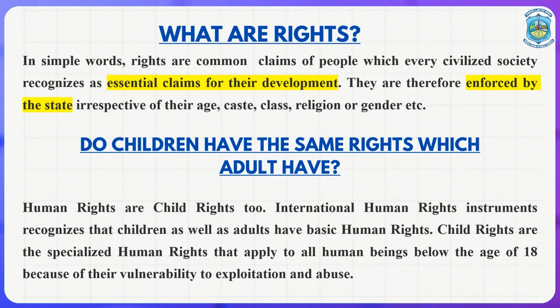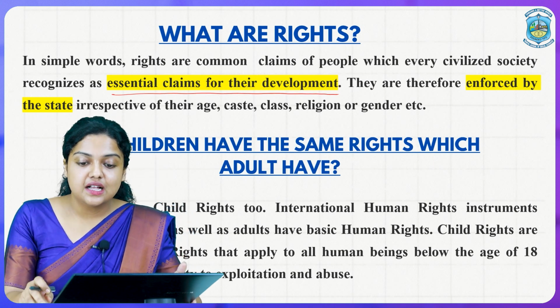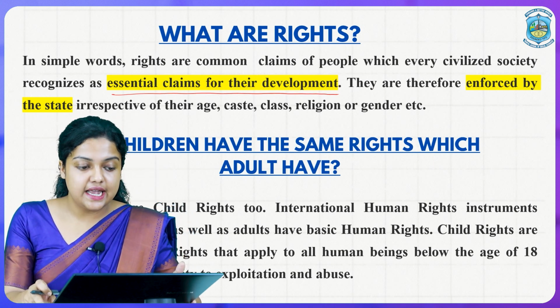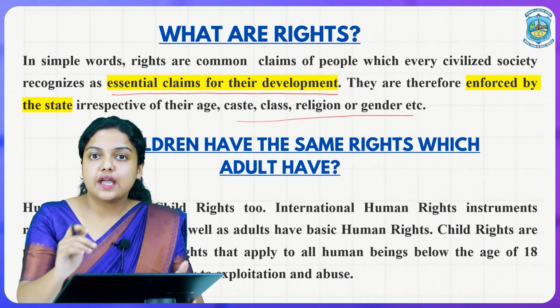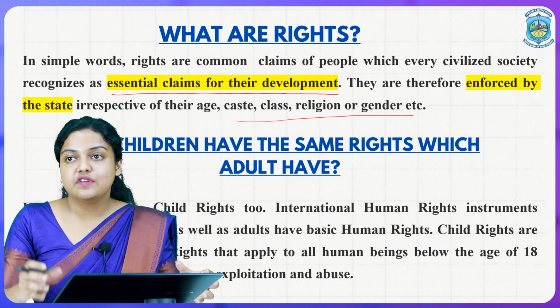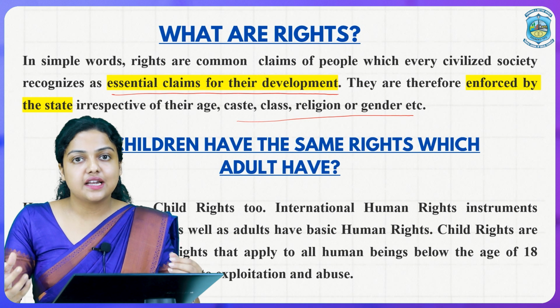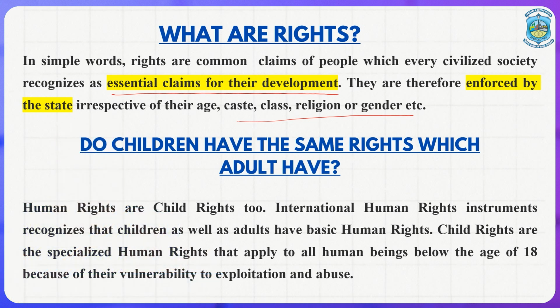Now we will look at what are rights, and also whether children have the same rights which adults have. In simple words, rights are common claims of people which every civilized society recognizes as essential claims for their development. They are therefore enforced by the state irrespective of age, caste, class, religion or gender. So irrespective of all these factors, rights are essential claims which are made for the development of children and are enforced by the state. Okay. Human rights are child rights too.